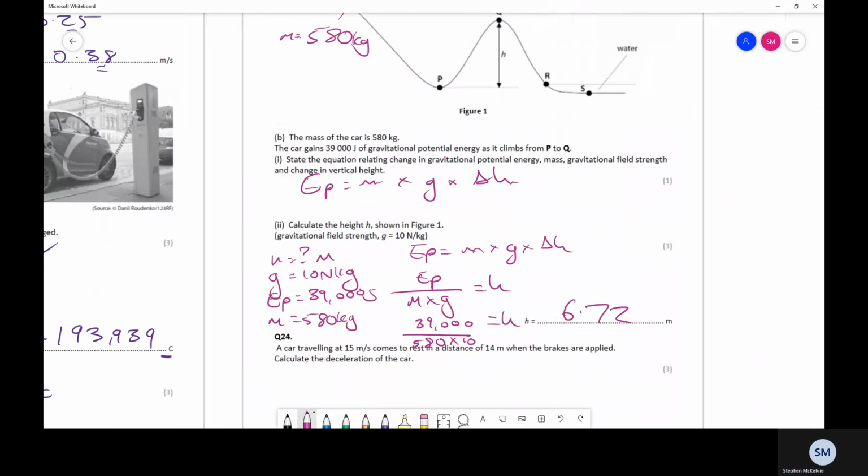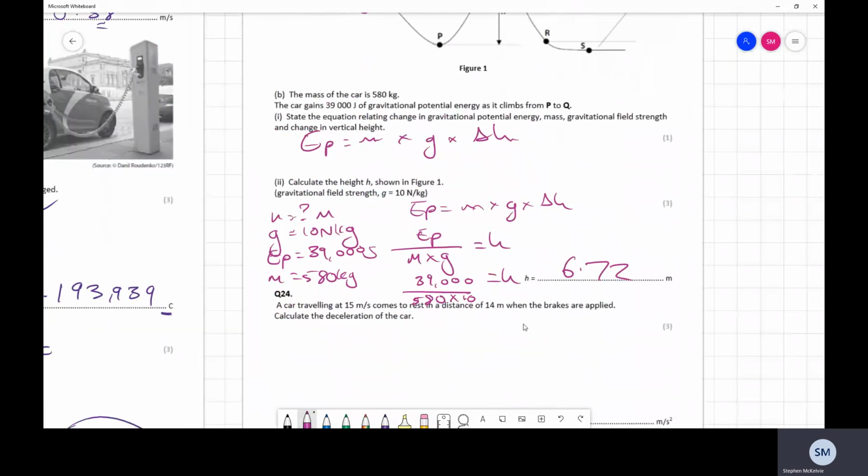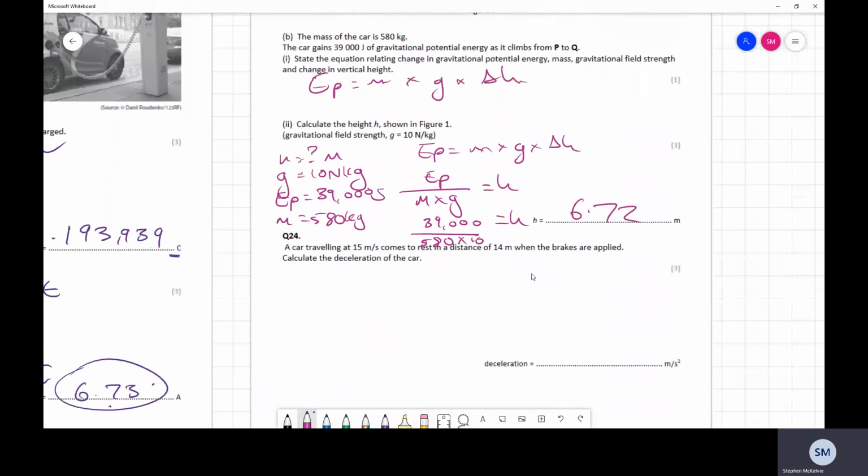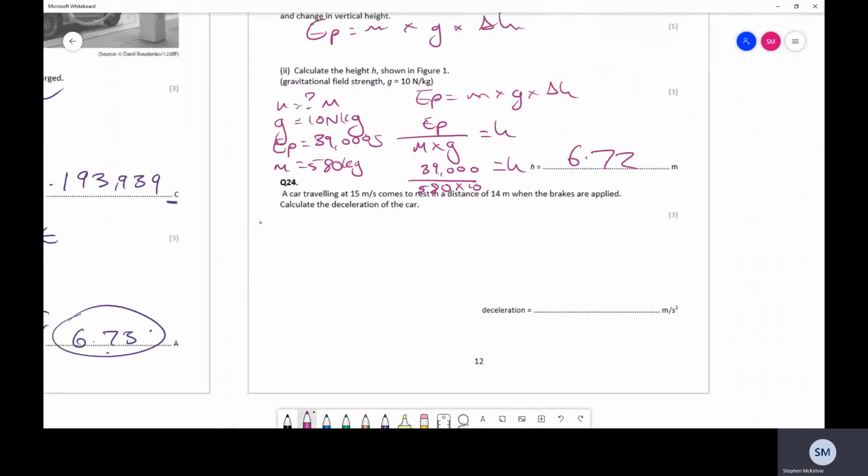A car traveling 15 meters per second comes to rest in a distance of 14 meters when the brakes are applied. Calculate the deceleration of the car. Well, acceleration, deceleration are exactly the same thing, but its initial velocity, u, equals 15 meters per second. Its end velocity, rest, equals 0 meters per second in a distance x of 14 meters when the brakes are applied. Calculate a, which is the acceleration of the car in meters per second squared.